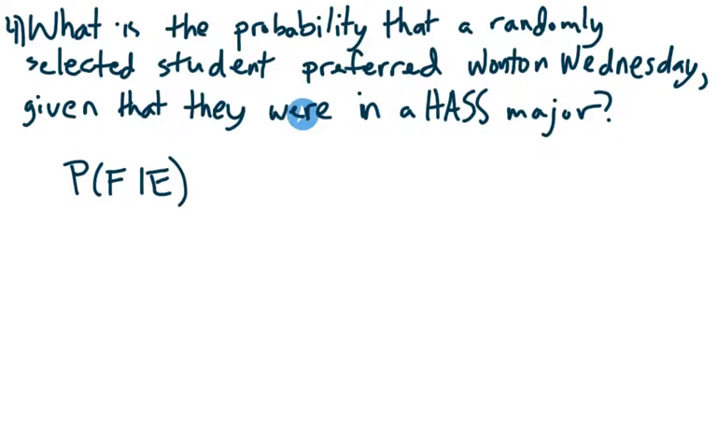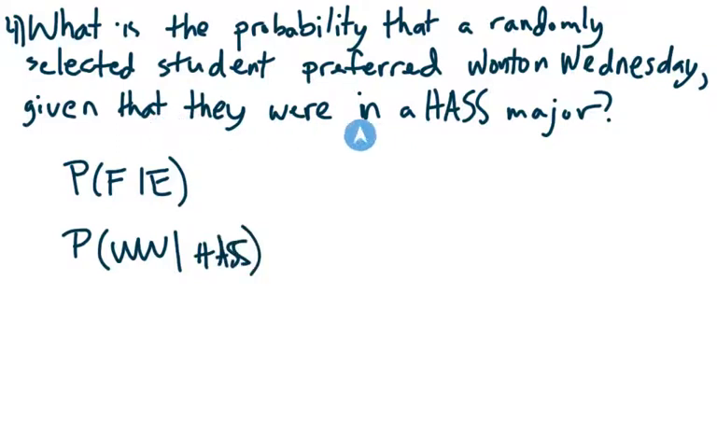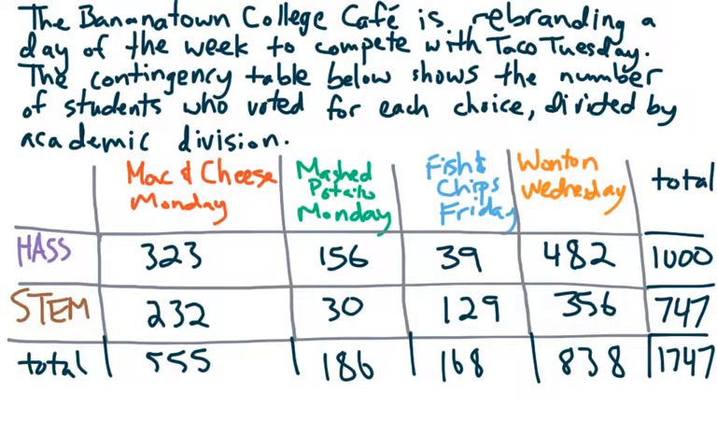Given that, this is our second event E. This is our assumption. So we're looking for the probability that somebody preferred Wonton Wednesday, given that they were in a Haas major. So what this assumption does for us, it says that this is now our universe. We're now ignoring everybody in this survey that wasn't in the Humanities, Arts, or Social Sciences majors. Our universe has now become this row. These are the only people we're talking about now out of this group. What is the probability that a student in this group preferred Wonton Wednesday?